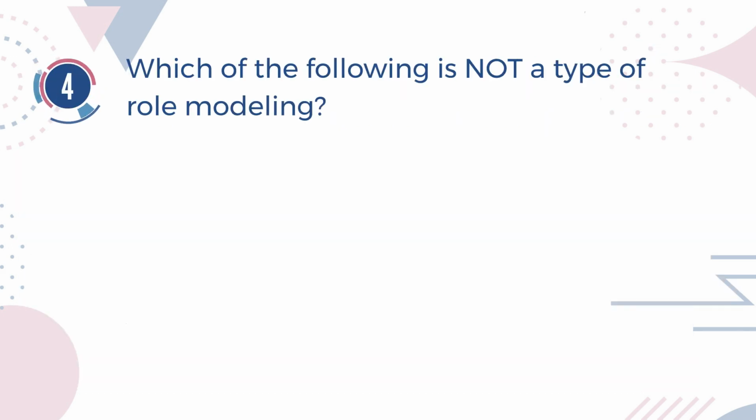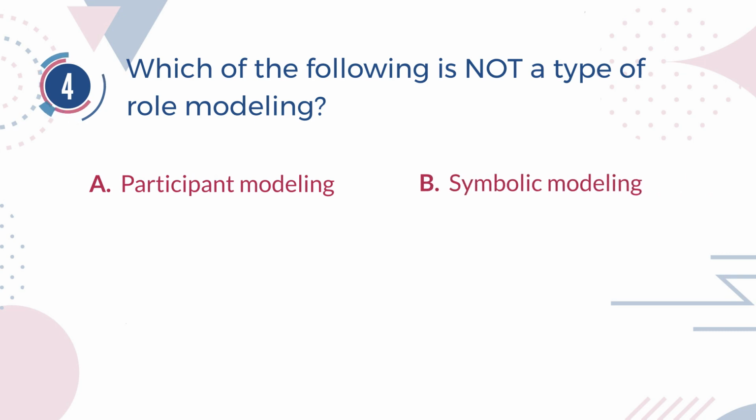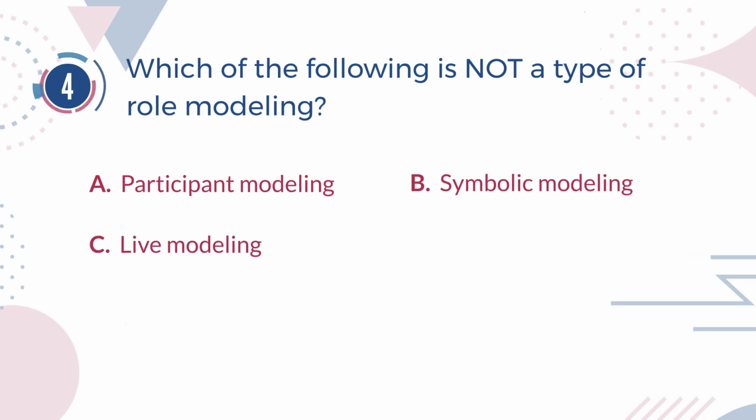Number 4. Which of the following is not a type of role modeling? A. Participant modeling. B. Symbolic modeling. C. Live modeling. D. Positive regard modeling.